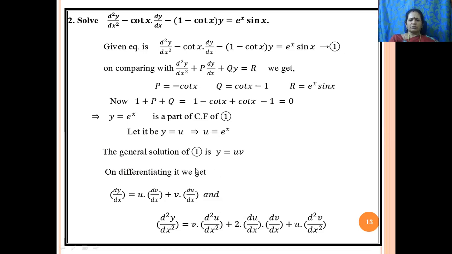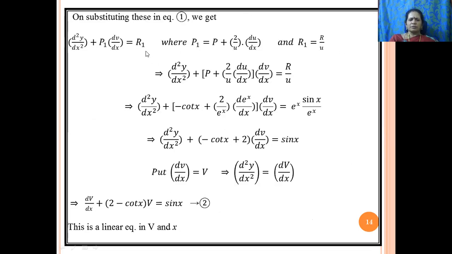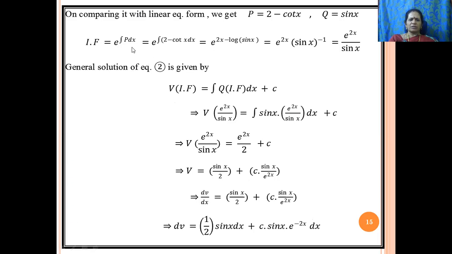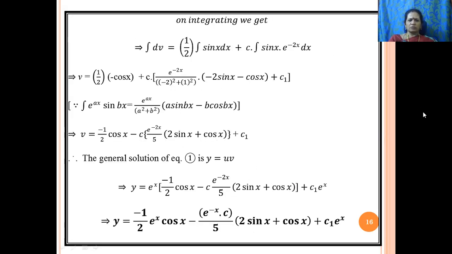So for getting the general solution, we have to write down y is equal to uv, then differentiate twice and substitute in equation 1. So we'll get this pattern. Then after that, compare this with the linear equation. We find out the integrating factor, then write down the general solution. Right, this is a general solution.